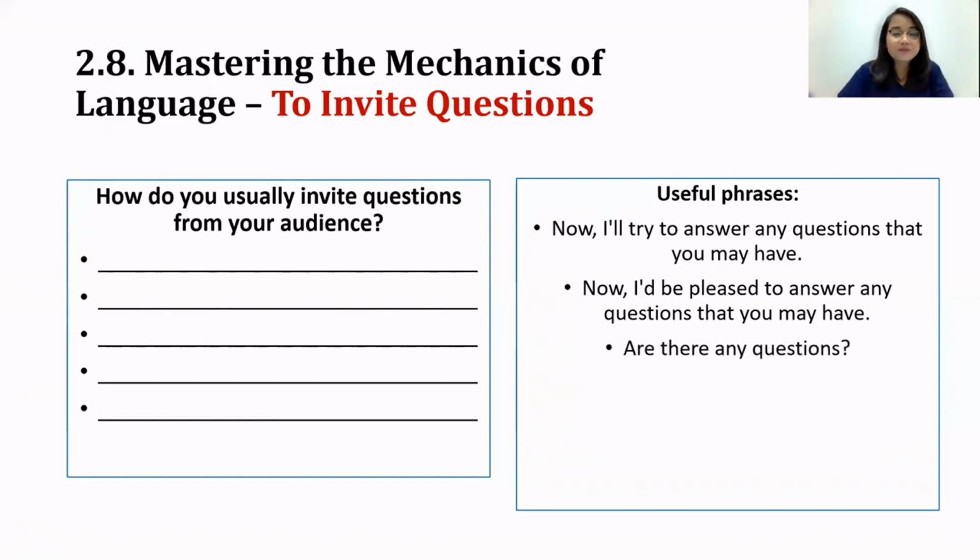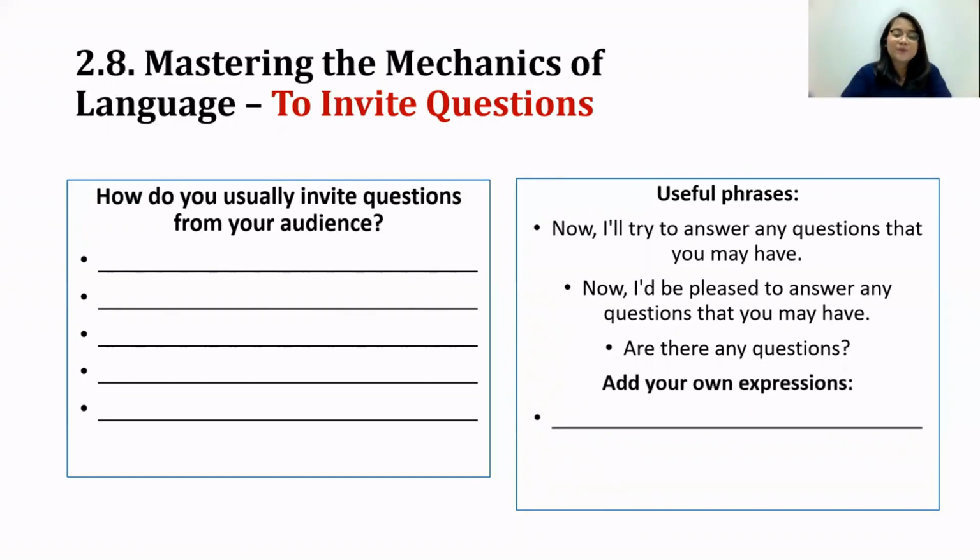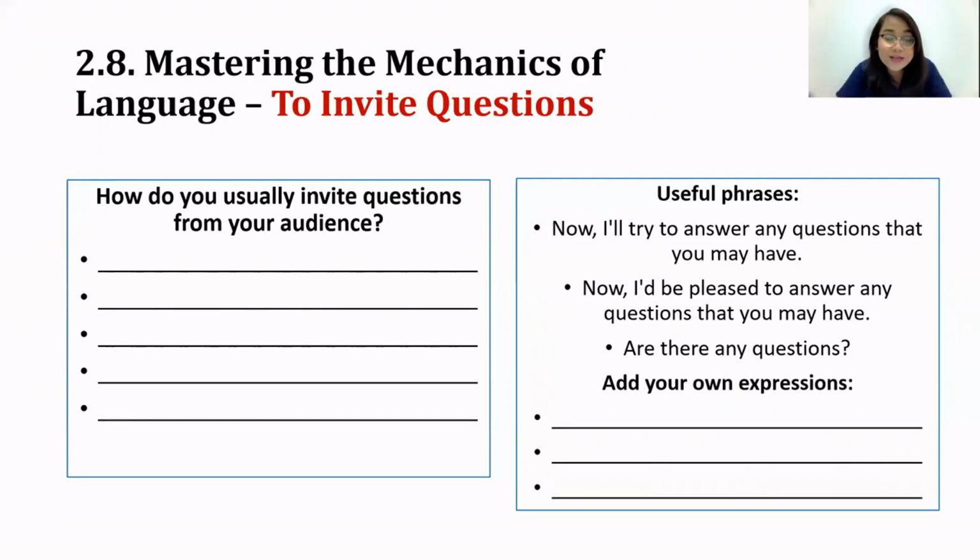The next one, the simplest one. Are there any questions? Good. So now for you, add your own expressions. Can you make your own expressions in inviting questions from your audience? You can add the expressions that you usually use, that you usually say when inviting questions. Whenever you're finished, let's move on to the next slide.